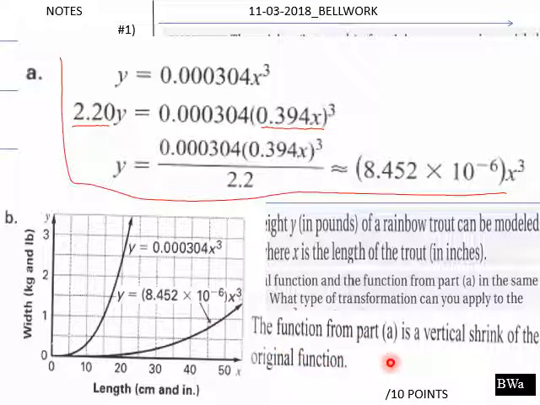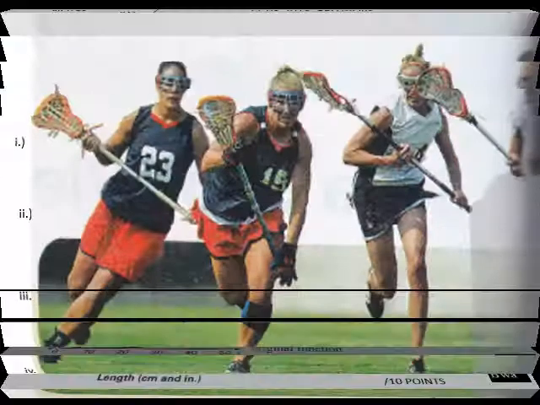The function from part A is a vertical shrink of the original. So it flattens the curve here, is what it does. That's what the net result is.